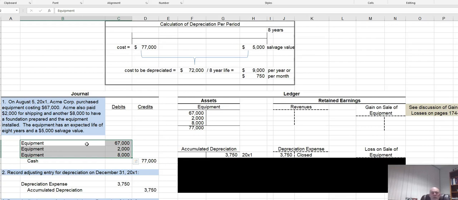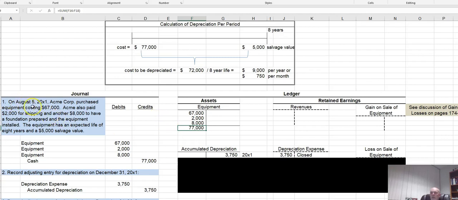So all three of these probably didn't happen in one transaction, but I'm just kind of putting them together for simplicity. But we debit equipment for all of those expenditures. So remember, we call those capital expenditures. We are capitalizing those expenditures by setting up an asset account instead of expensing it, and we're going to depreciate this total cost over time. So the total cost is $77,000, and that's how much we're going to depreciate.